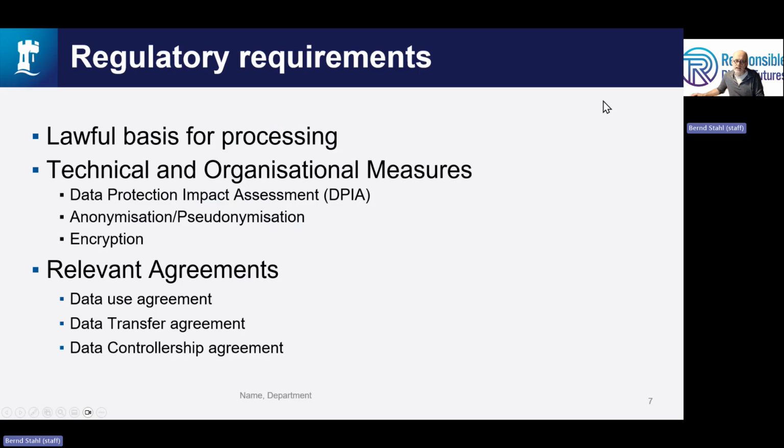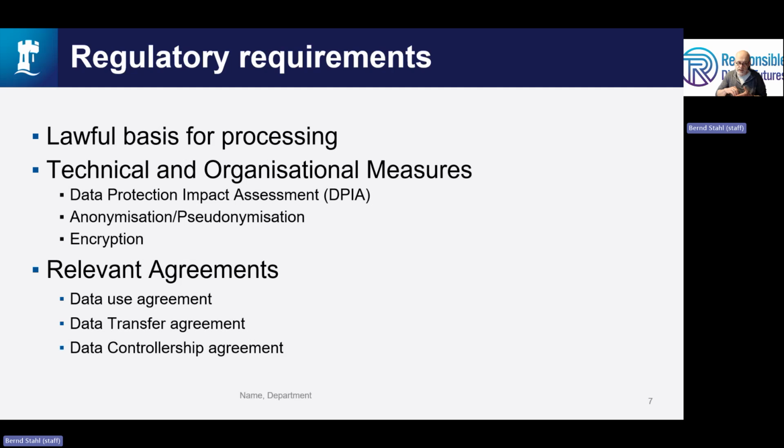So what's required? You have to have a legal basis for processing, and I'll come back to that in the next slide. There are certain things you can do to ensure that you protect the data, that the data is being dealt with lawfully, and these are, for example, and can include data protection impact assessment.